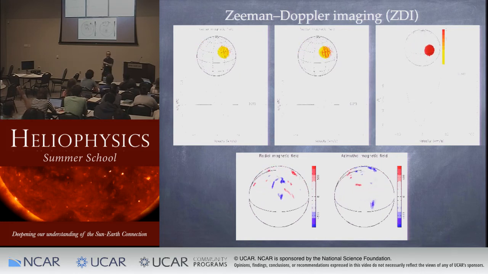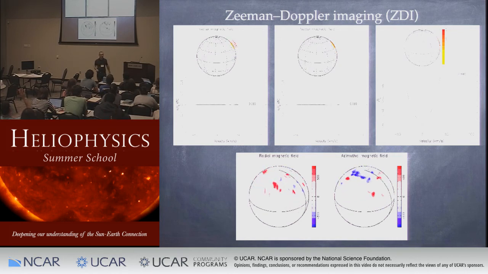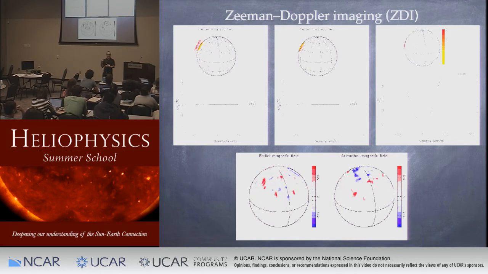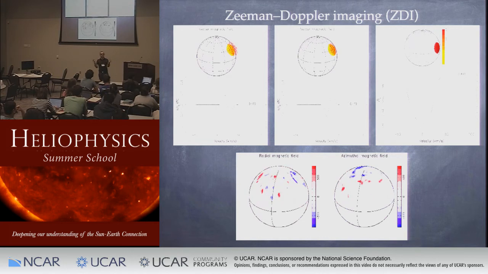This method is highly criticized by many people in the astronomy community. But on the other hand, this is the only technique that provides some information about not only the magnetic field itself, but its spatial distribution.